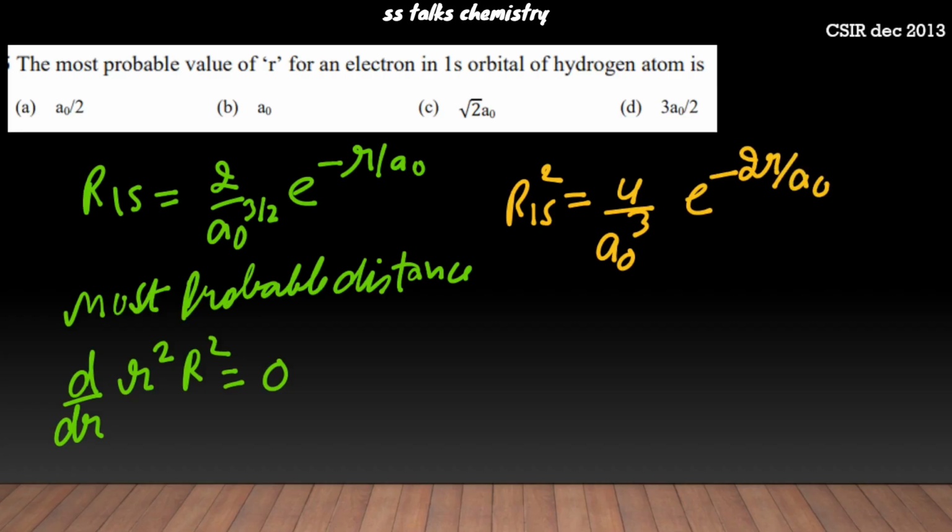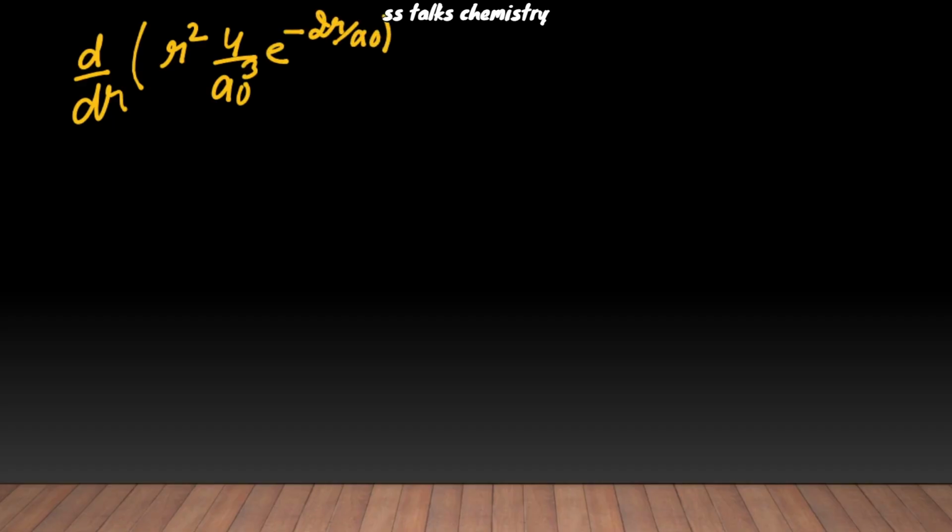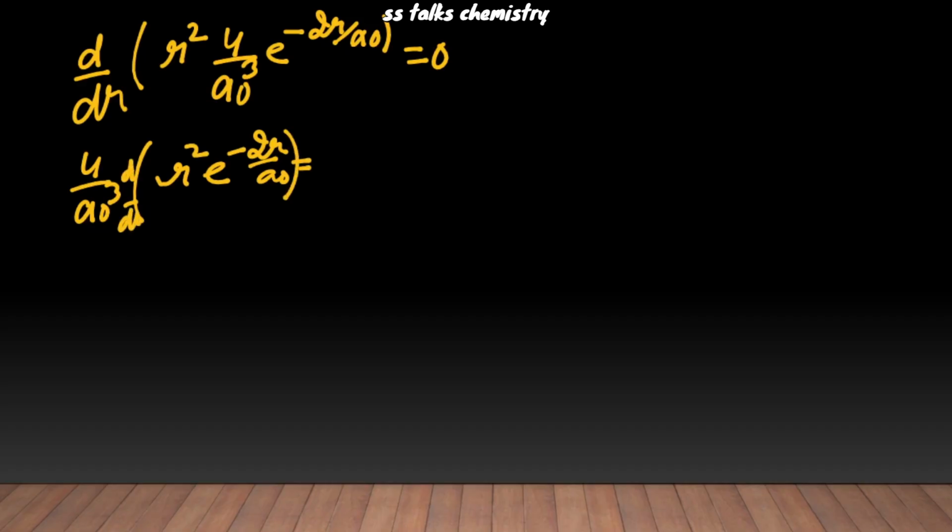So multiply this with r square and differentiate it with respect to r. So we will be getting d by dr of r square into 4 upon a naught cube e raised to the power of minus 2r upon a naught, equated to 0. So 4 upon a naught cube is coming outside, into r square e raised to the power of minus 2r upon a naught. This differentiation with respect to r we have to do and equate it to 0.